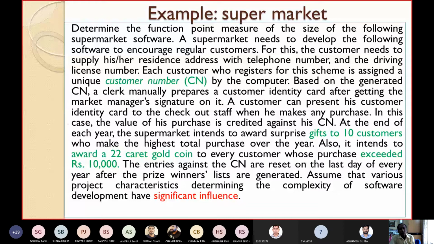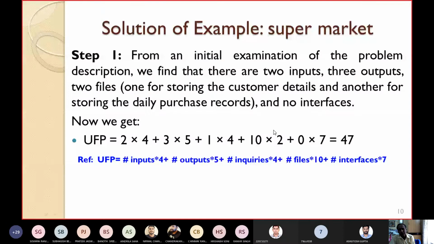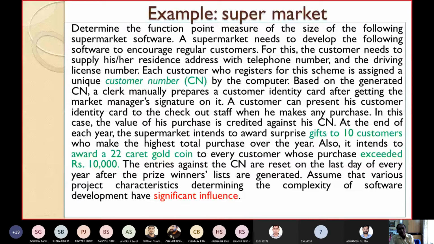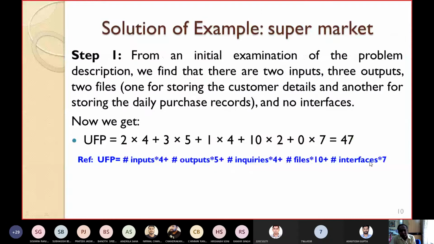And you can see no interfaces are required. And how many queries? Only one query. What is the query? Generate the winner list. On December 31st, the project manager will give just a command, generate a winner list. So only one query, so I can directly apply the formula.